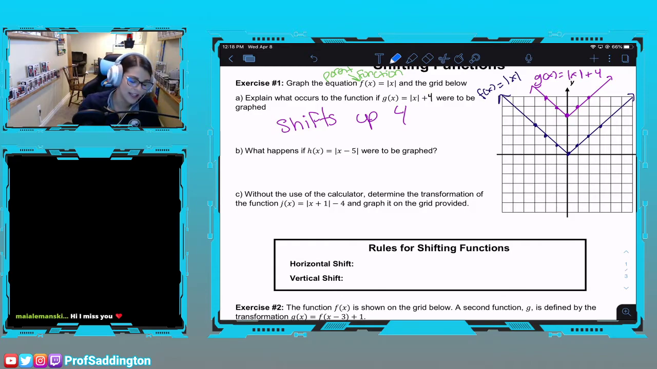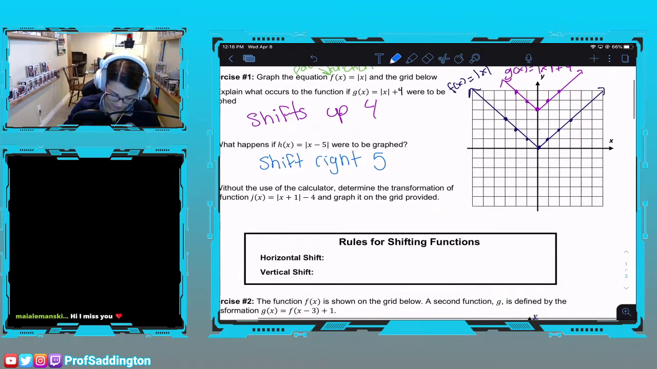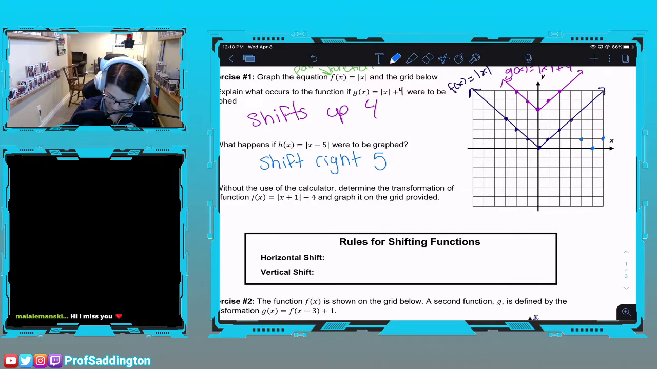All right. And then we have h of x is absolute value of x minus 5, all in the bars. So when something's outside of the bars, it's going to shift up or down. But when something's inside the bars, it's going to move left or right. And if you remember with quadratics, when we were looking at vertex form, when it was in the parentheses, that x value was opposite. So this is going to be the same thing. Even though it's minus, instead of going left 5, it's actually going to shift right 5. So all I'm going to do is move all these points to the right 5 units. 1, 2, 3, 4, 5. There we go. That's h of x.